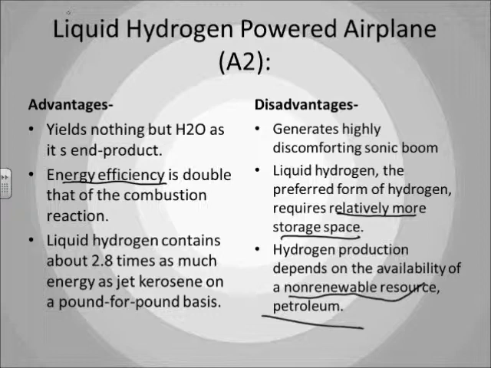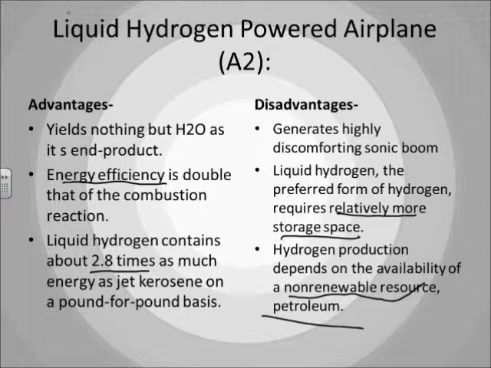Now, moving to the advantages and disadvantages of this technology, the best advantage is that it yields nothing but H2O as its end product. Burning hydrogen or recombining it with oxygen in a reaction gives off heat, produces just water. Then the second advantage is that the energy efficiency of liquid hydrogen is double that of the combustion reaction of the fuel used in current jet airliners. Liquid hydrogen contains about 2.8 times as much energy as jet kerosene on a pound-per-pound basis.